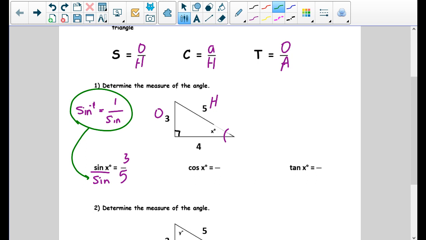So that's what we're typing in. We're hitting sine -1 or inverse sine, and in the parentheses we're taking 3 divided by 5. So when we type that in, 36.87, yep, 36.9. And that's what we get out of our calculator.